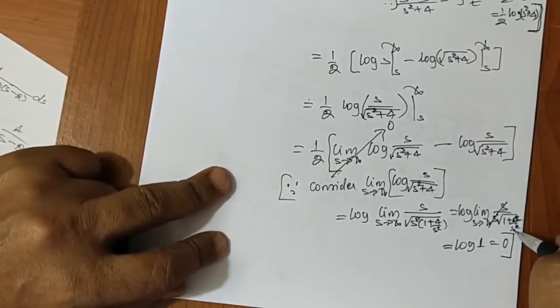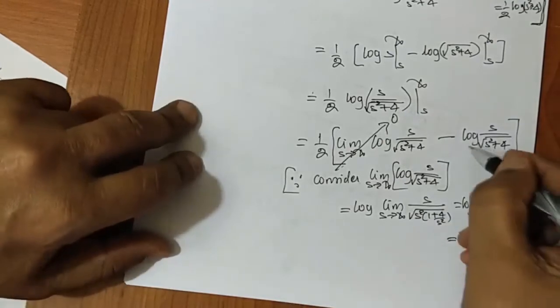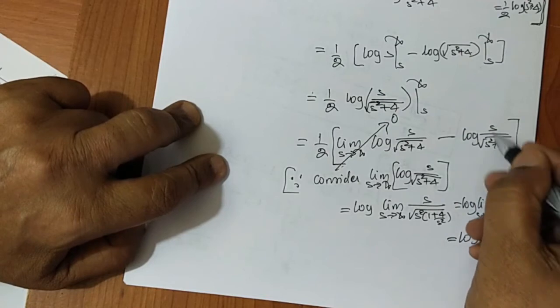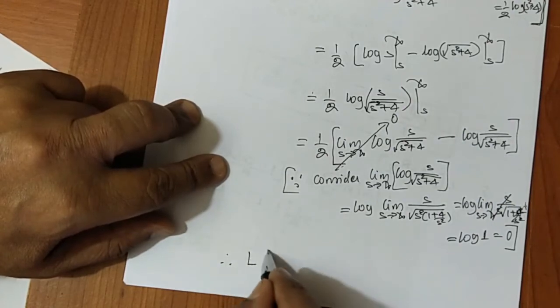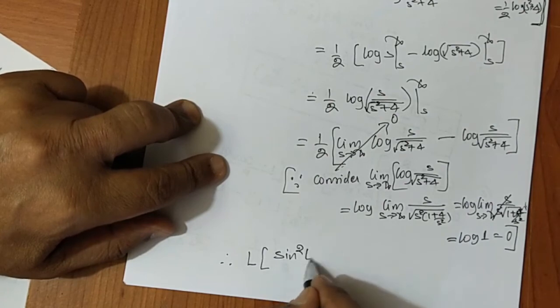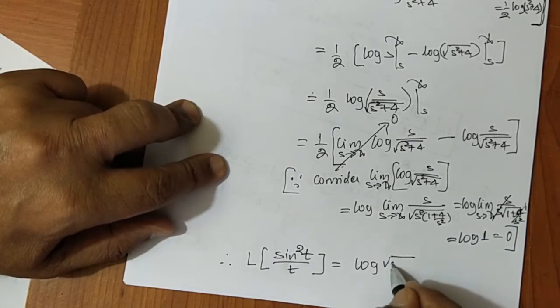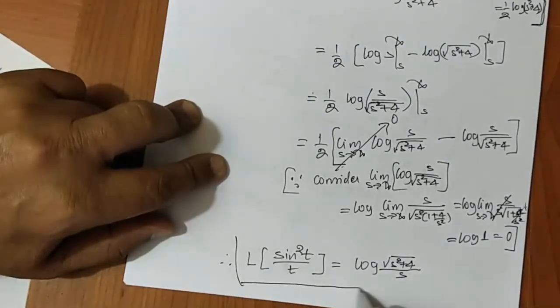Correct? 4 by s squared goes to 0. It is 1 over root of 1, taking the positive number. So log of 1 over 1 is log of 1, which is 0. Therefore, since it is a negative sign, if I take that inside the log, s squared plus 4 goes to the numerator and s comes to the denominator. Therefore, finally, L of sine squared t by t will be log of square root of s squared plus 4 divided by s. So this is your final answer.